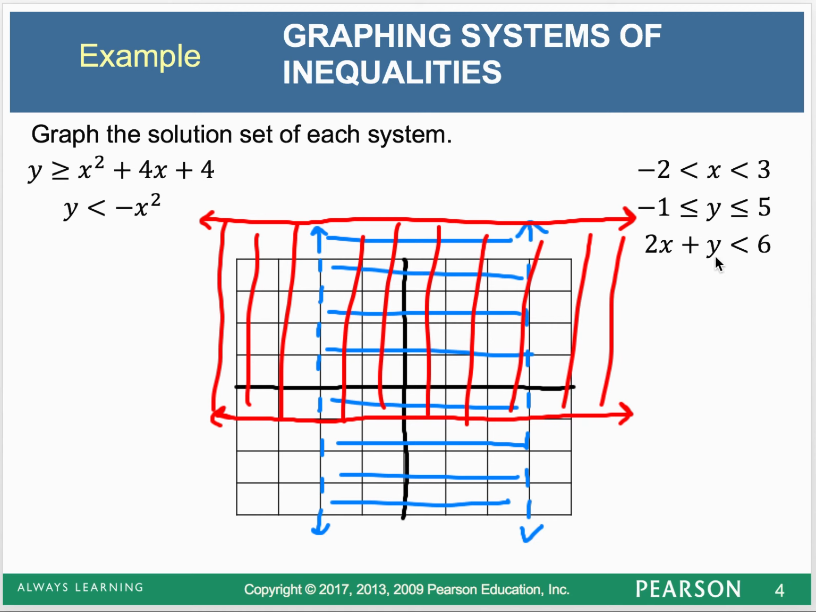So this one's set up perfectly for the intercept method. If x is 0, y is 6. And if y is 0, x is 3. Dotted line. So I'm going to draw a dotted line through. I'm going to pick the point 0, 0. Is 0 less than 6? Yes. So I'm going to shade the section that has this point in it, which is this side of the line.